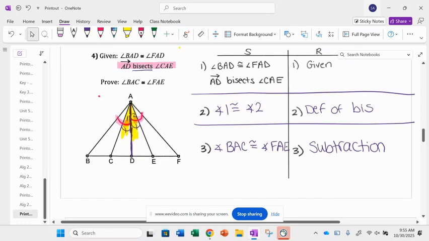I would give you something here and something here or something. I would give you something to work off of. I wouldn't leave it completely blank.